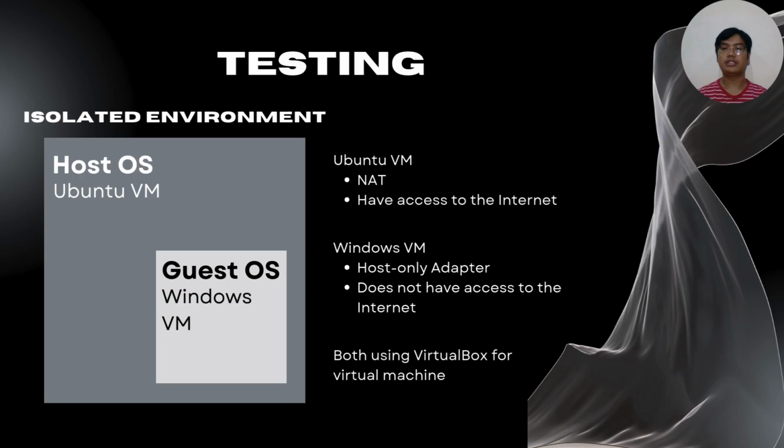Whereas for the Windows virtual machine, the type of network is host-only adapter, where it does not have access to the internet, since we are trying to analyze a malware. So it is better not to provide internet access to the Windows virtual machine. Both of these virtual machines are using VirtualBox software.